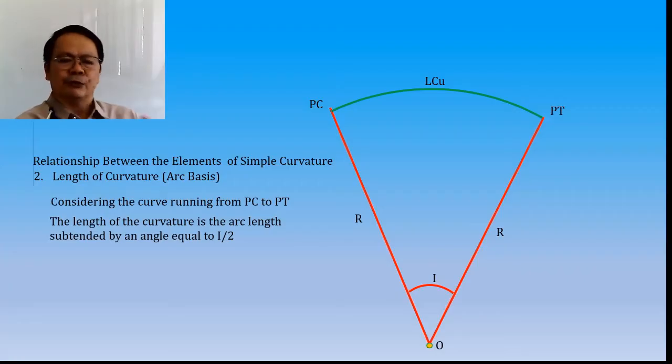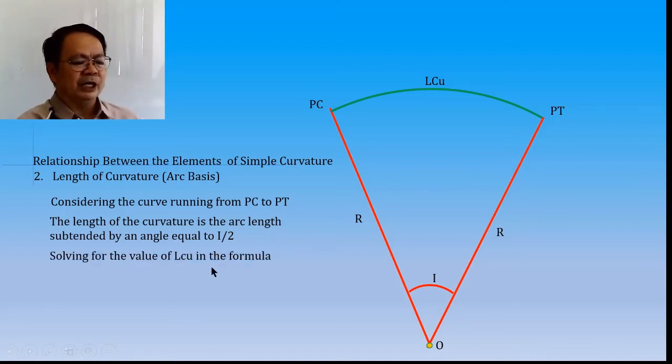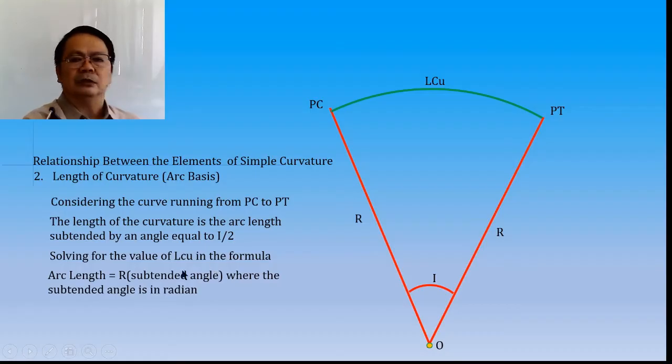Do you still remember or recall the concept that we had in our trigo? That if we have here an arc length subtending an angle equal to I over a radius equal to R, therefore the arc length can be taken as the product of R and I if I is expressed in terms of radian. Therefore, here, solving for the value of Lc, the arc length, di ba? This curve length is equal to R multiplied by the subtended angle. In this case, it is equal to I. But that must be expressed in radian.